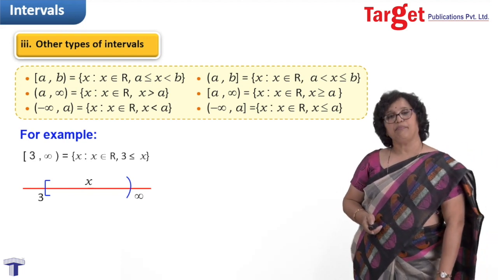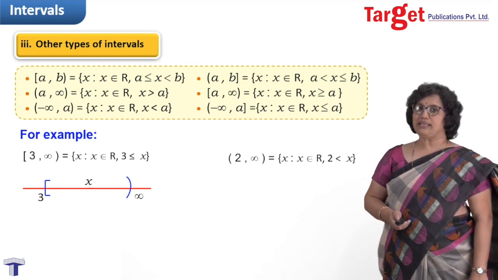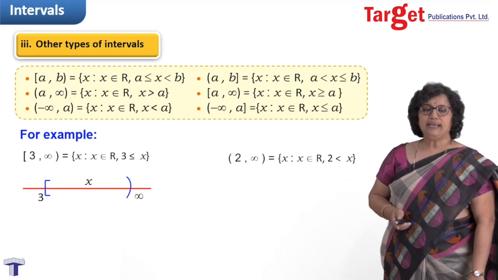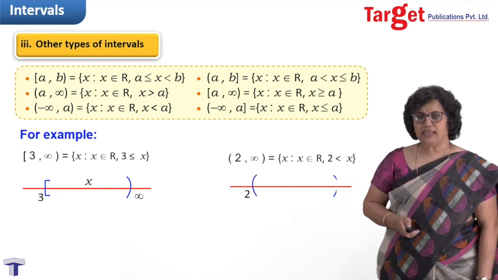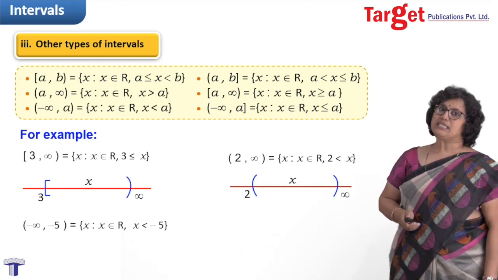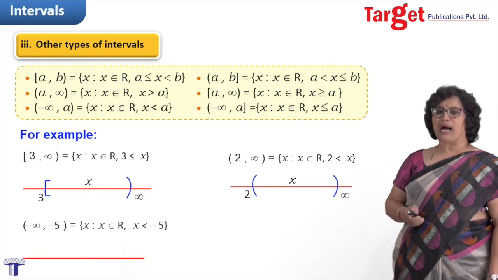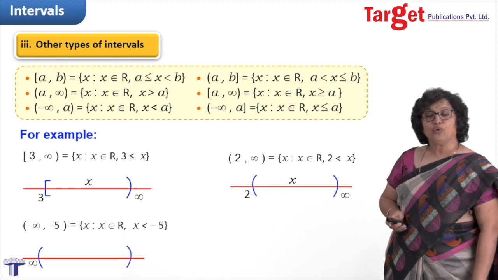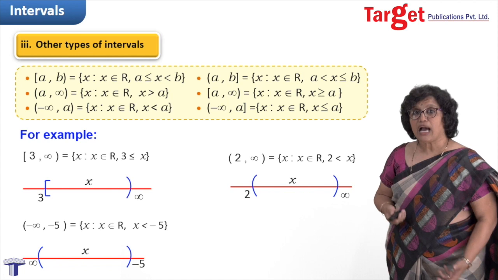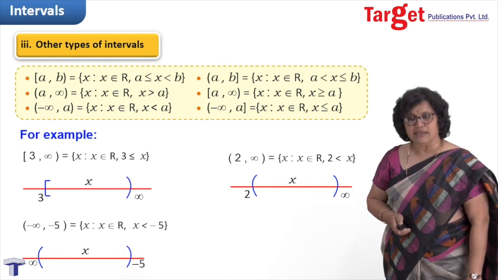Now I can take another example as 2 comma infinity. I have written 2 comma infinity, which means I will be marking 2, and on the right side of 2 I have to move till the right end of the number line. Now let us take examples where minus infinity is involved. And I write minus infinity comma minus 5. So how does it look on the number line? You will have to mark minus 5 and you move to the left of minus 5 and go up to what? Up to as much left as you can move. So that is written as minus infinity.